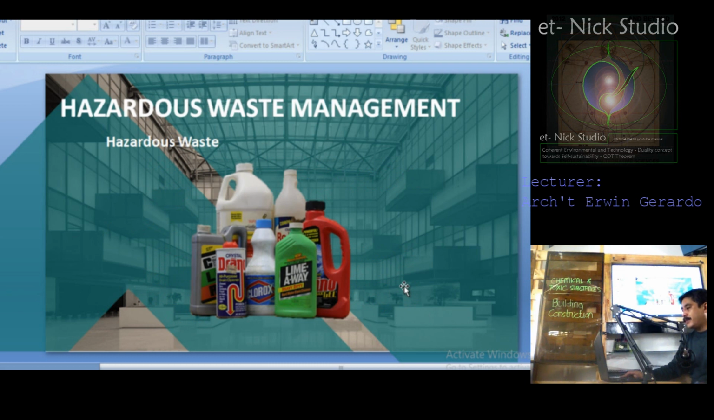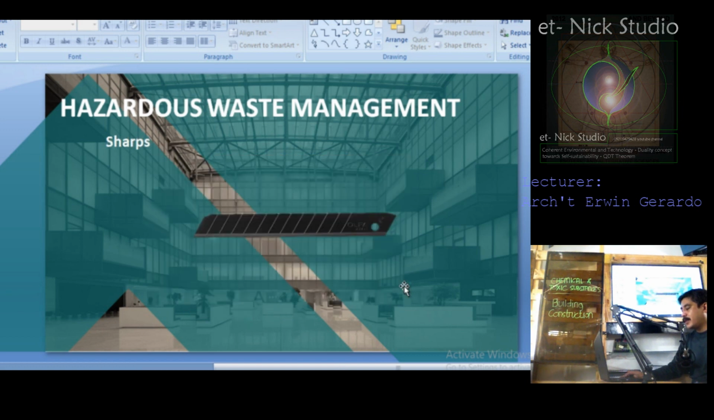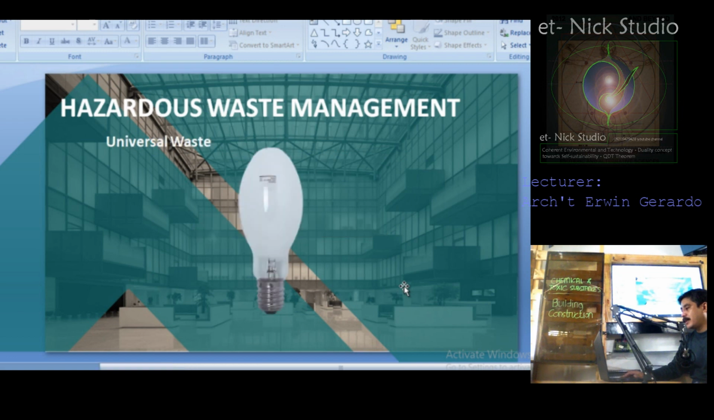Hazardous waste management. Hazardous waste, P-listed waste, sharps, and the common universal waste is the light bulb. This ends the presentation.